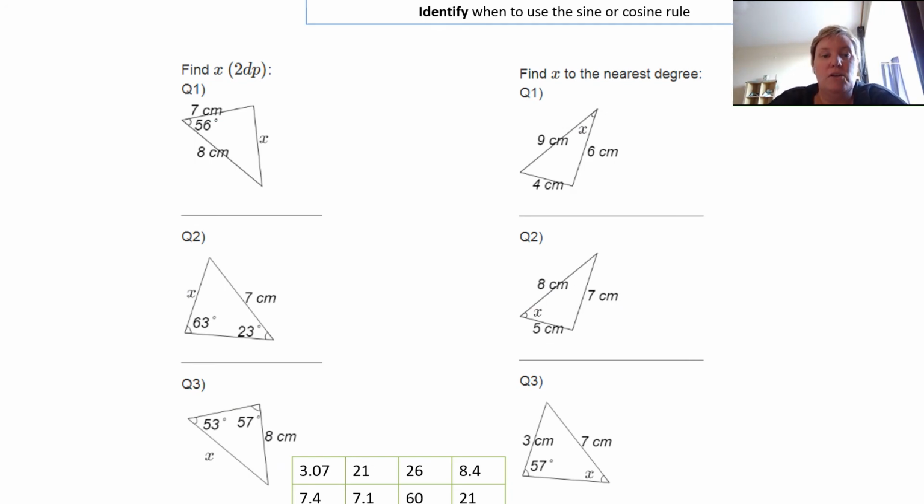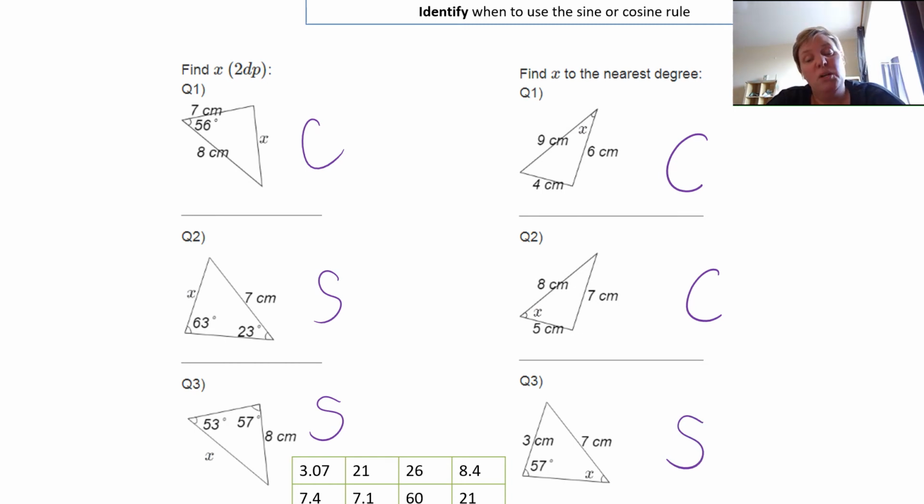All right, so let's have a look at these ones as well. This one is 3 sides, 1 angle, cosine. This one is 2 pairs, sine. This one is 2 pairs, sine. This one is 3 sides, 1 angle, cosine. 3 sides, 1 angle, cosine. And this one is 2 pairs, so it's sine. Pretty much easy as that.